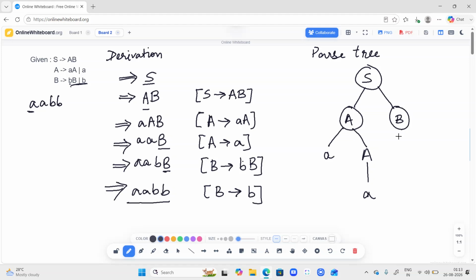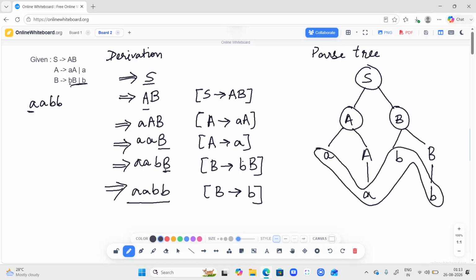Then B was replaced using BB, and in the next step, this B was converted into a single B. And this shows your string read from left to right. This is ABB. If you read from left to right, this is how you read your parse tree. I hope you have understood this derivation. Thank you.